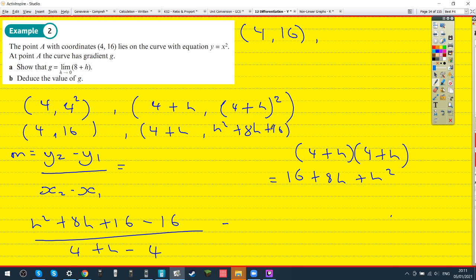And then the other one was this one. So it'd be h squared plus 8h plus 16, and then minus 16. So h squared plus 8h, and then plus 16 minus 16? Okay, what is plus 16 minus 16? 0. Yep. What goes on the bottom? 4 plus h minus 4.